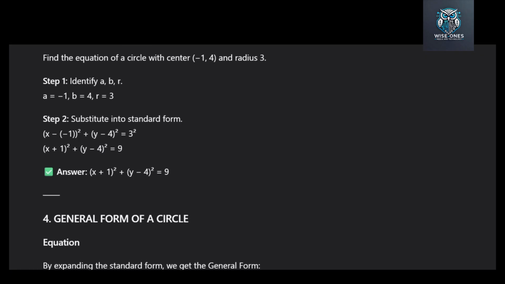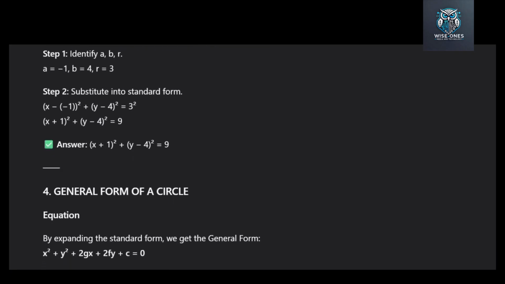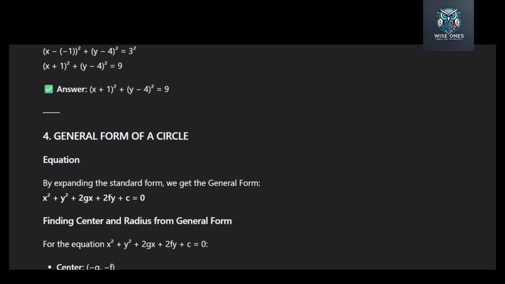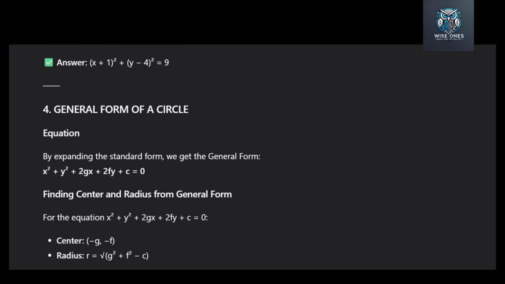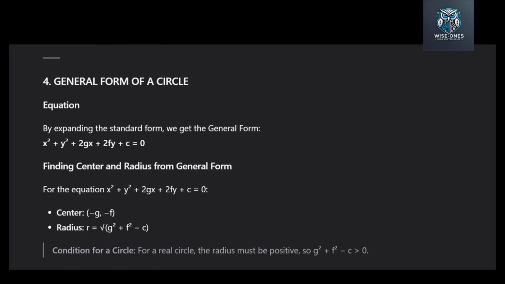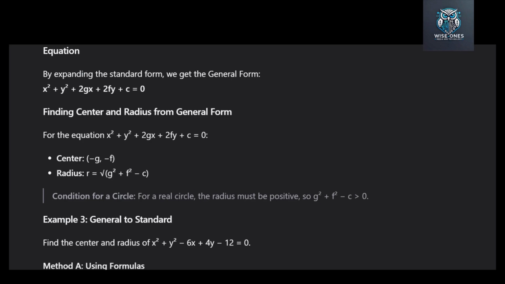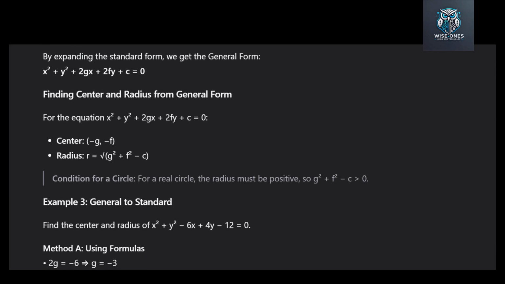Now let us move to section 4. General form of a circle. Sometimes the equation is not in the nice bracket form. It is expanded. By expanding the standard form, we get the general form. The equation is x squared plus y squared plus 2gx plus 2fy plus c equals 0. Here, g, f, and c are just constants.